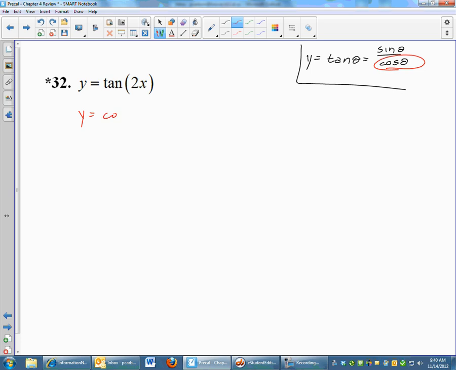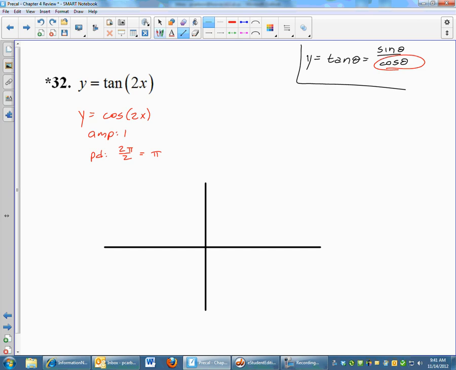So I'm going to graph cosine of 2x, and this is not a too difficult one. Amplitude is 1, my period is 2 pi divided by the coefficient of x, which is 2. 2 pi over 2 is just pi. There is no shift, which makes this nice. So I will go ahead and get my axes going.